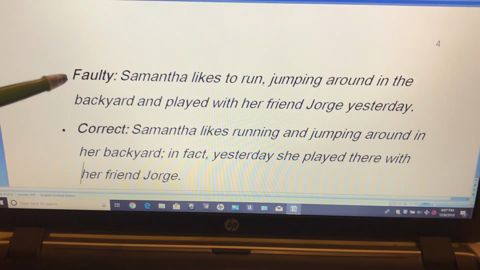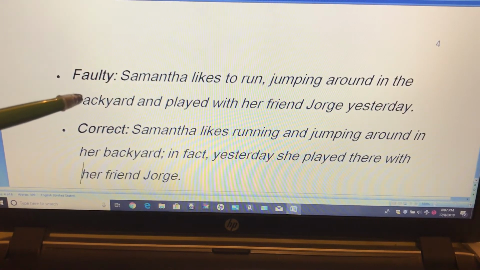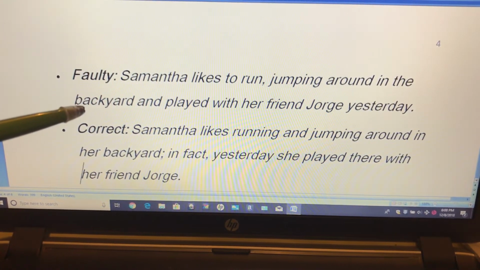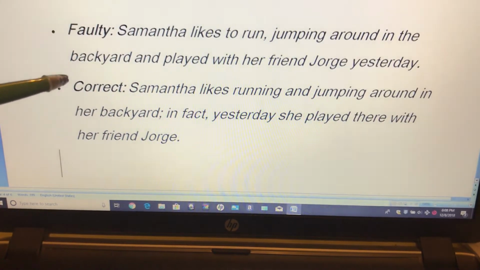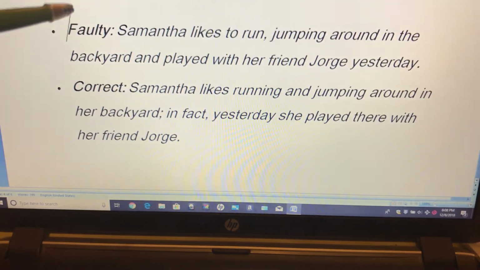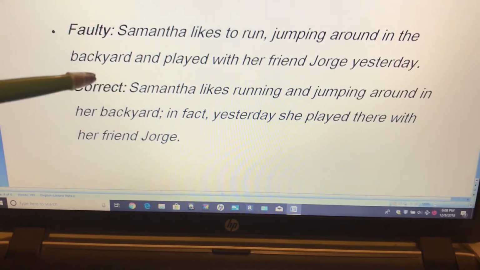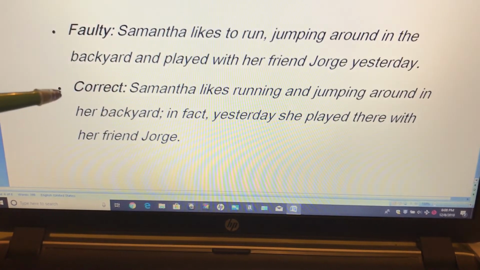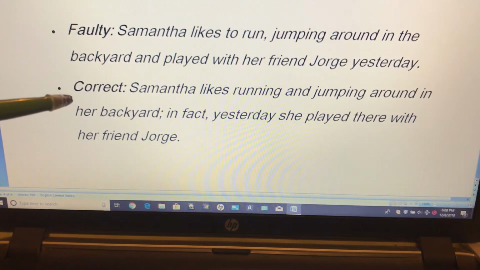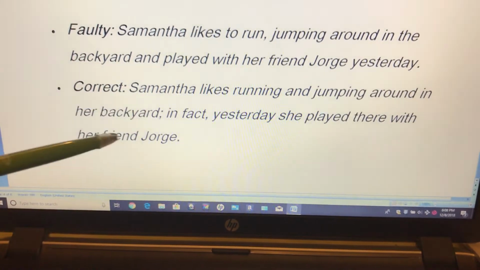So some more examples. Samantha likes to run, jumping around in the backyard, and playing with her friend Jorge yesterday. That's faulty. It sounds kind of weird, right? Samantha likes to run, jumping around in the backyard, and playing with her friend Jorge yesterday. That sounds weird. How do we correct this? Samantha likes running and jumping around in her backyard.